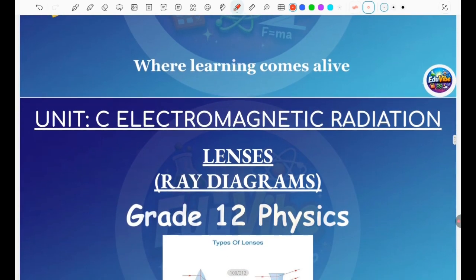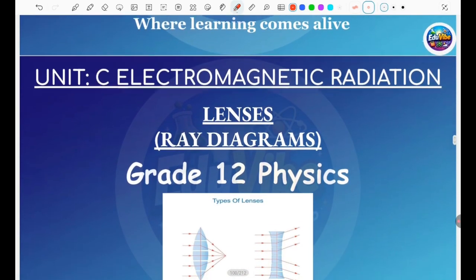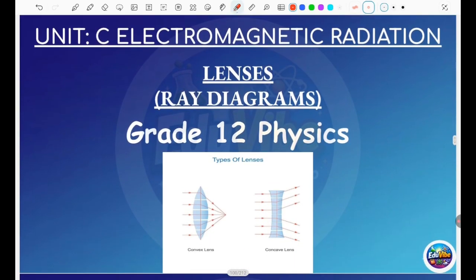In today's lesson, we are continuing with electromagnetic radiations, and we're doing lenses and ray diagrams. Lenses are a small topic because we only have to learn how to make the ray diagrams with lenses. Except for that, we all know the parts of the mirrors. The mirror parts are the same in these two.